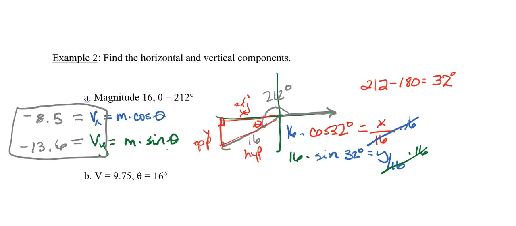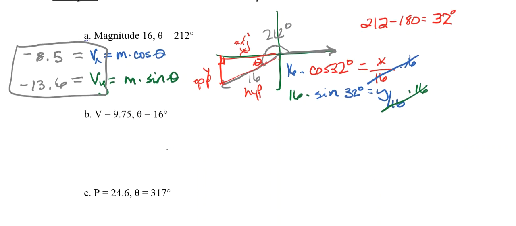In the next one, they just tell us it's a V of 9.75 and an angle of 16. So what they've done this time, you can still put it on an x and a y coordinate if you would like. So you can still start here, just go up 16 degrees, draw your triangle. So this angle is 16. When they say V equals 9.75, again they're talking about the resultant vector being 9.75 units. We don't know what the units are.